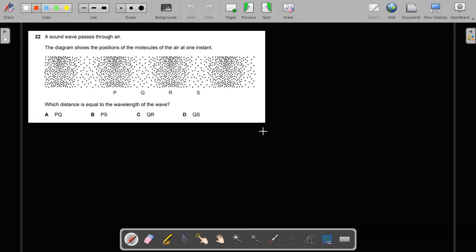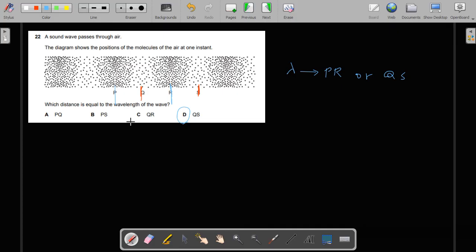Question 22. A sound wave passes through air. The diagram shows the positions of the molecules of the air at one instant. Which distance is equal to the wavelength of the wave? We know that to find wavelength, we can use middle of rarefaction to middle of rarefaction, or middle of compression to middle of compression. So to find wavelength, you should choose PR or QS. In this question, we have QS. That's why D is right.